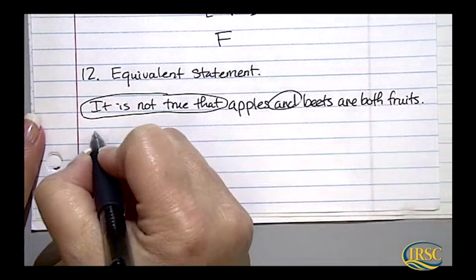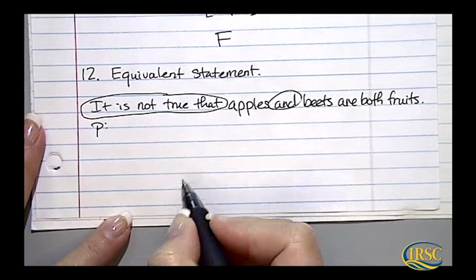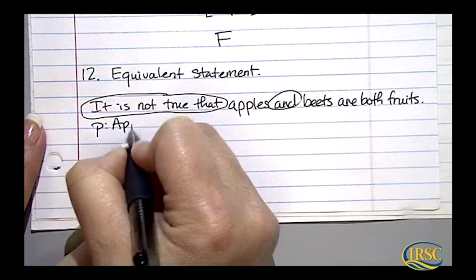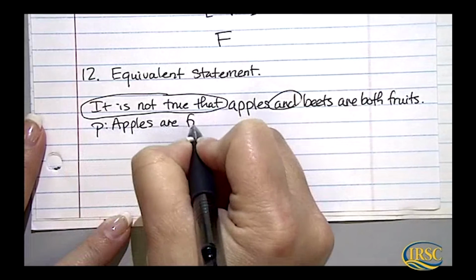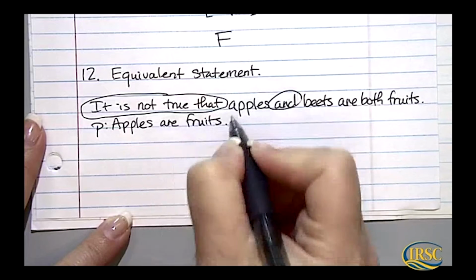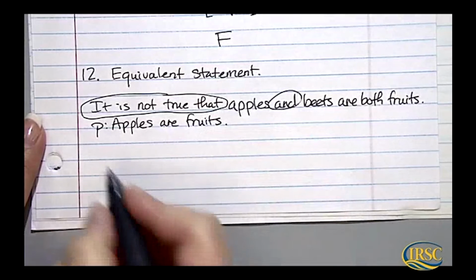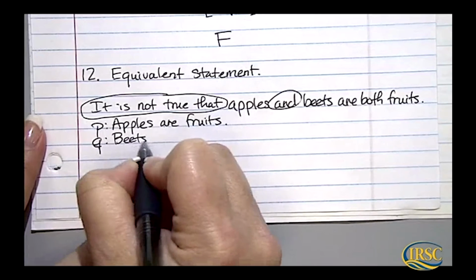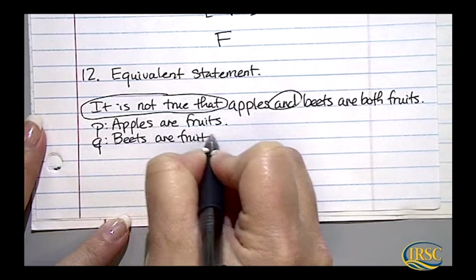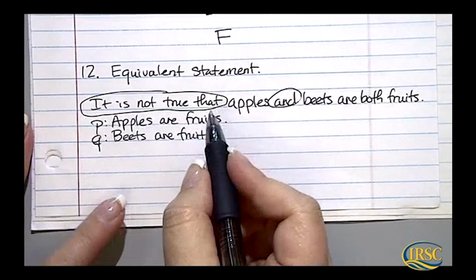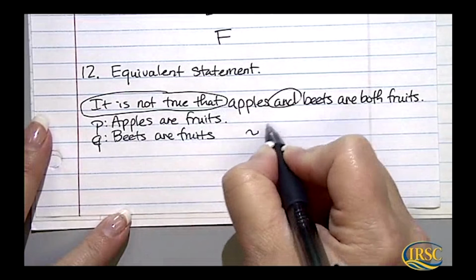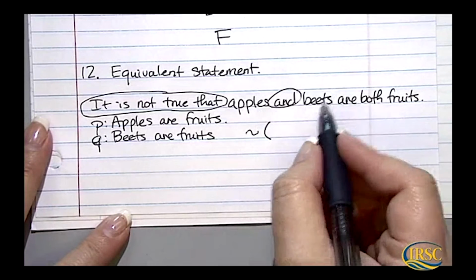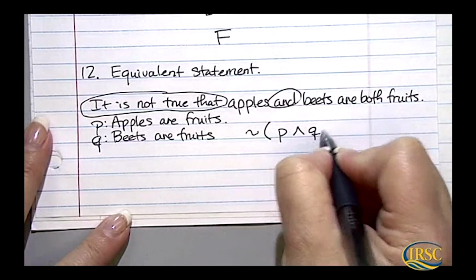So we can say that P stands for apples are fruits. Or you could have said an apple is a fruit. There are variations to that. And Q would be beets are fruits. Okay, it is not true that will always translate to a negation outside parentheses. And then we have apples are fruits and beets are fruits. So we have P and Q.